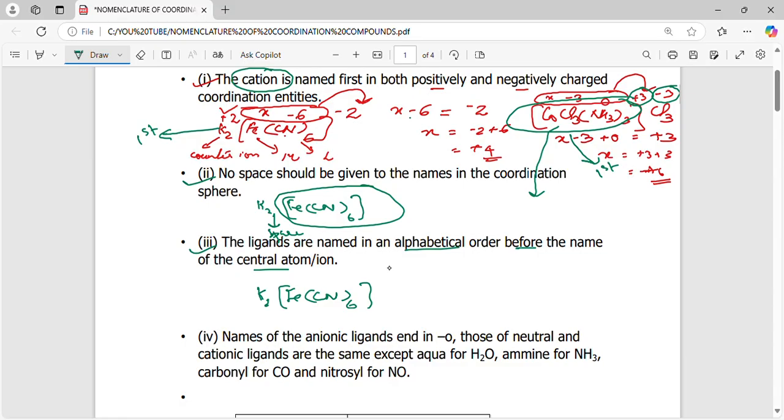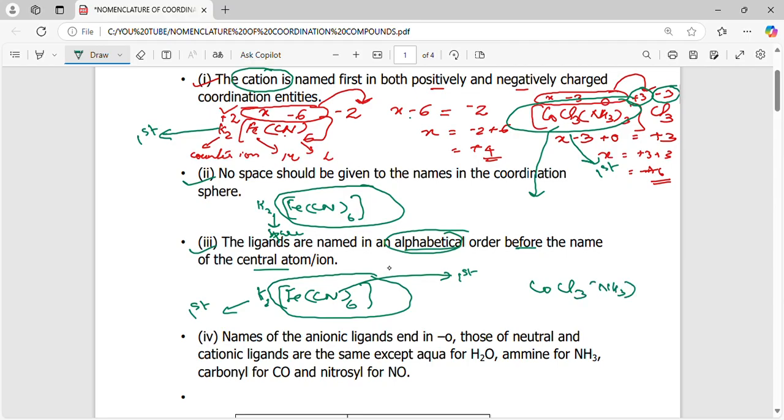In this, when you start writing the name inside the coordination sphere, in the first rule I told you always potassium to be named first. That is correct. But when you write the name inside the coordination sphere, always you start with the ligand first. Don't write the name of the central metal atom. Start with the ligand. But if more than one ligands are there, then you follow alphabetic order. In this example, the second example as I told you, CoCl3 NH3 thrice.